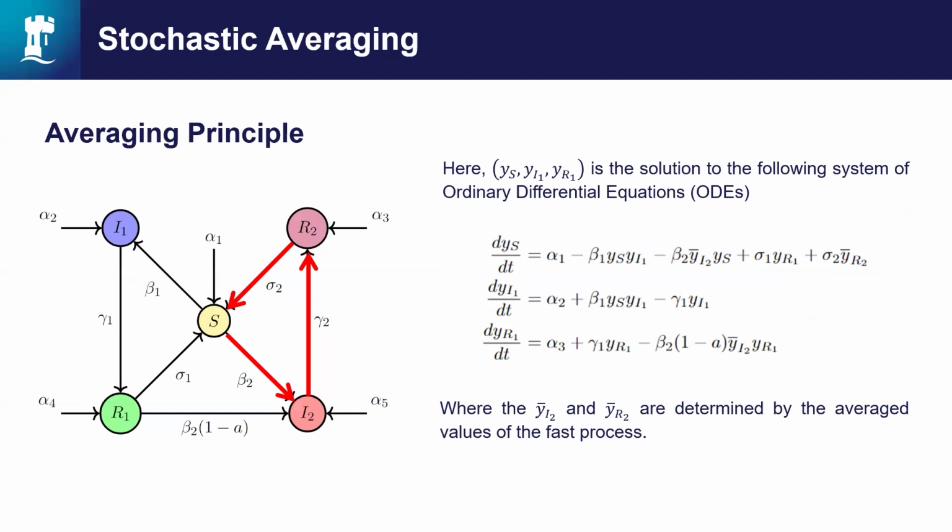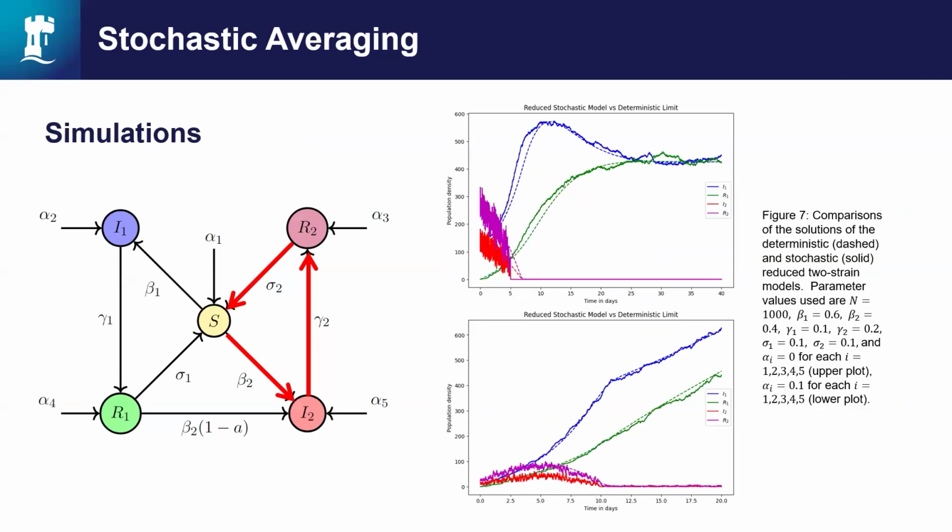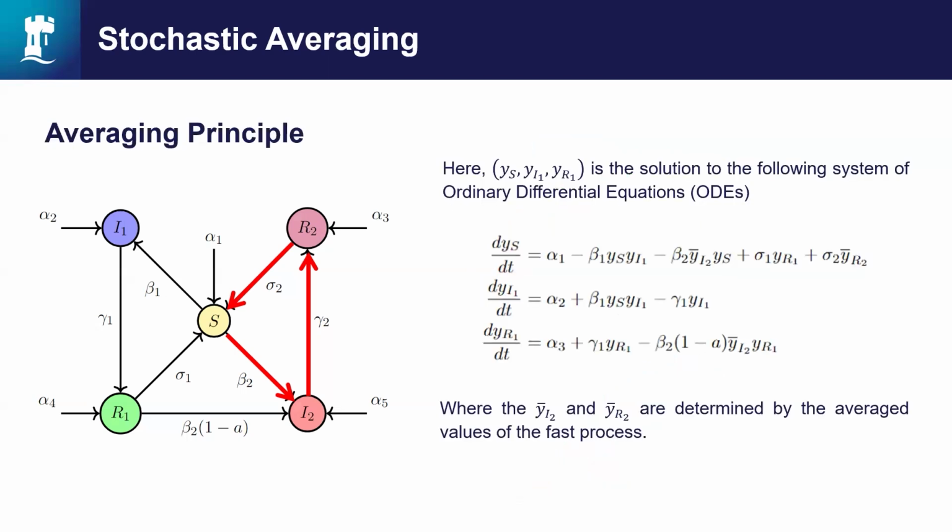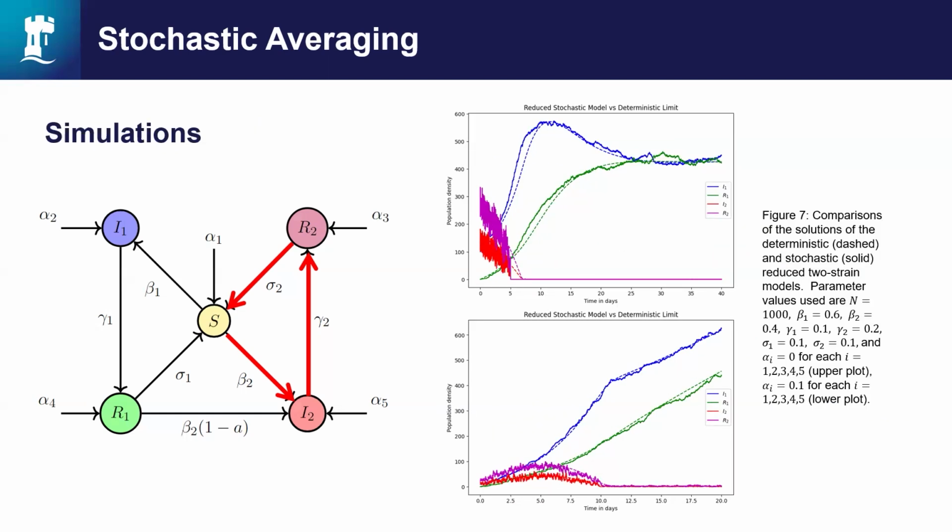Because equations are only so helpful, I'll give you some pictures as well. So if we were to plot the solutions to this, this is our reduced system. The dotted line is the solutions to these equations, and the solid lines are the solutions to the CTMC.